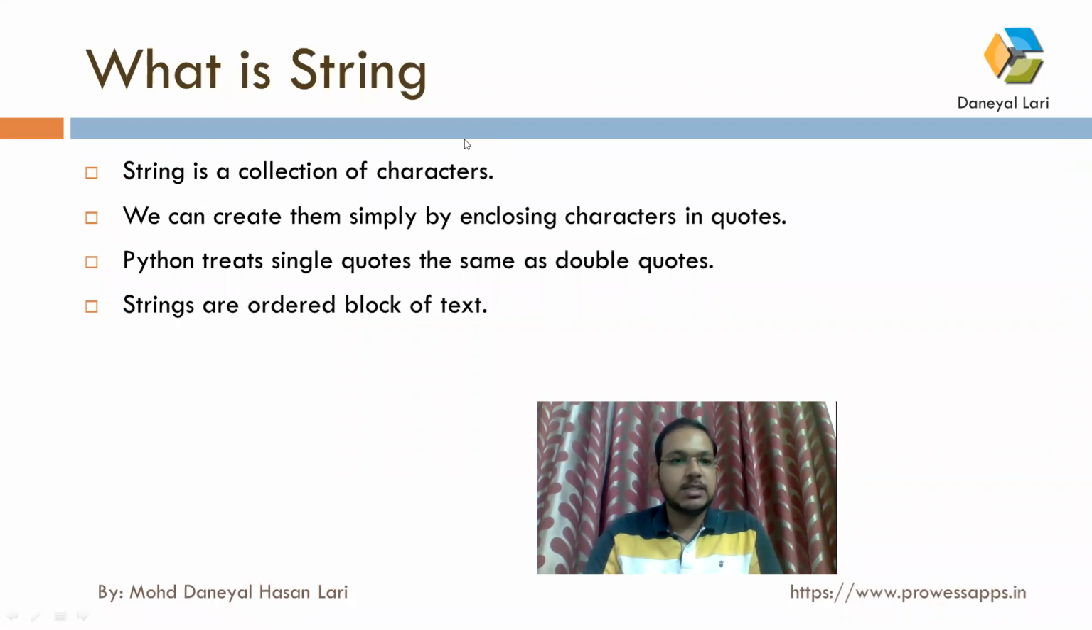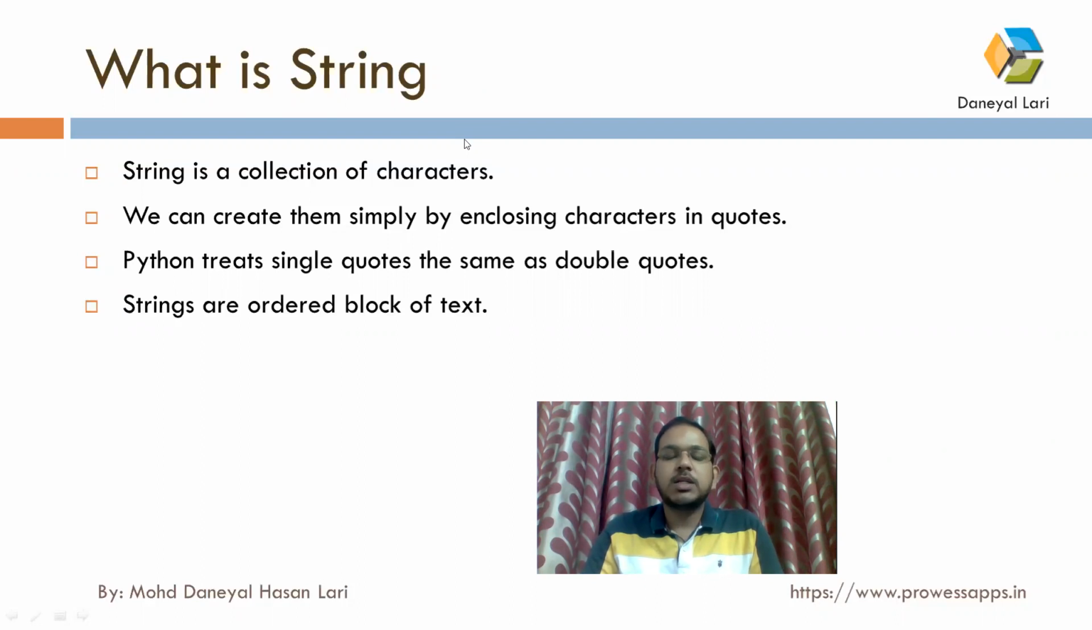First point is a string is a collection of characters. So whenever you declare any string, you actually create a group of characters. We can create them simply by enclosing the characters in quotes. Quotes means double inverted comma, single inverted comma, triple inverted comma. So you can create a string by using any quotes. Python treats single quotes and double quotes the same. So if you declare any string by using a single or double inverted comma, it doesn't matter. Yes, why we use triple inverted comma, I'll show you with an example.